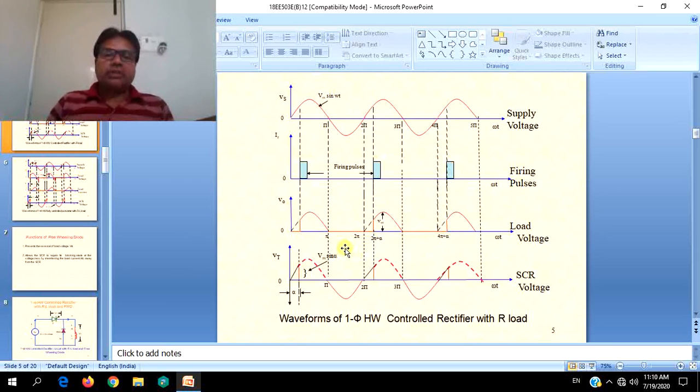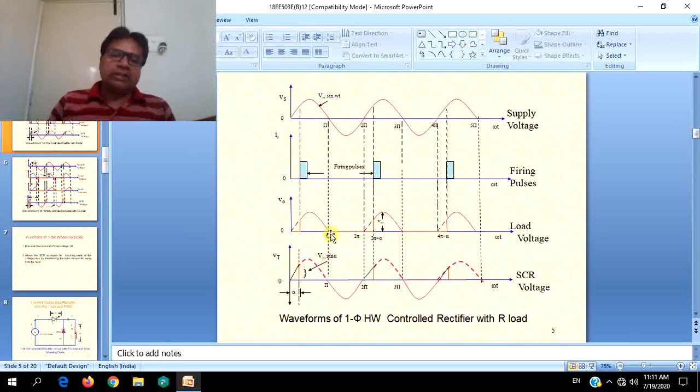And strictly speaking, the thing we have to note is that it is not a perfect DC which is applied to the load. Neither load voltage nor load current is perfect DC. They are UDC only, that is unidirectional voltage and unidirectional current. No negative values will be allowed to flow through the load.